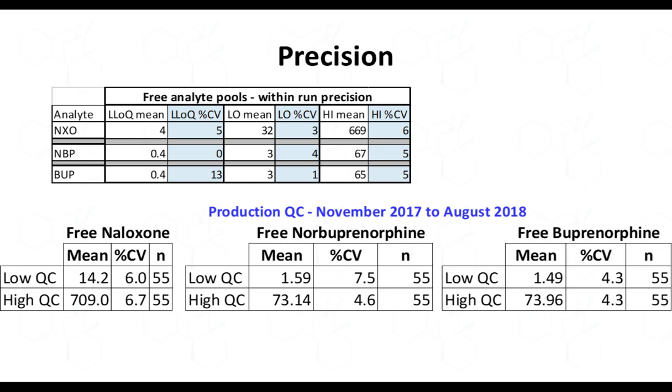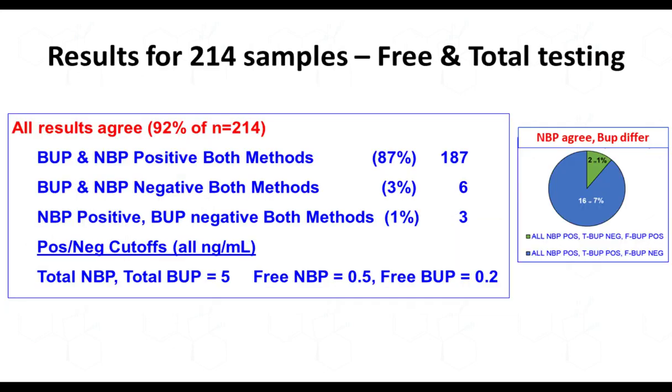Of course, it's always easy to be precise during validation. The question is, how well does the method work in production? And here's our numbers for the production QC from last November until this August. And you can see that for our low and high control at these concentrations, higher for naloxone and around 1.5 nanograms per mL and 75 nanograms per mL for free buprenorphine and norbuprenorphine, that our CVs are acceptable, less than 8%, less than 5%.